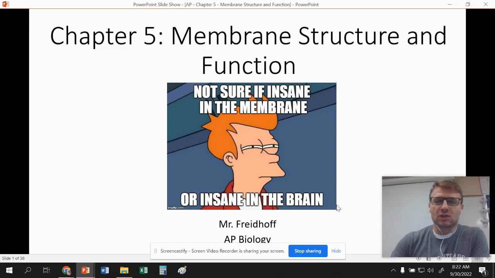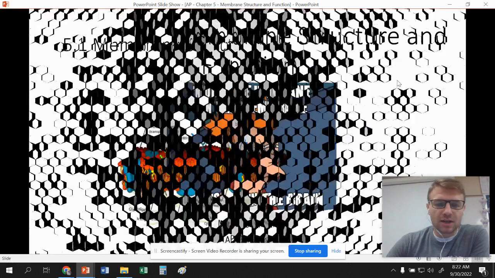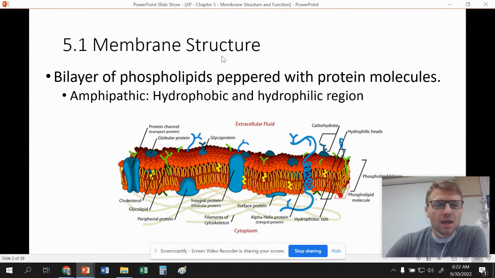Right, ladies and gentlemen, we are going to jump into Chapter 5, Membrane Structure and Function. Now, 5.1 is going to specifically look at the membrane and how it is composed of phospholipids and protein molecules. Amphipathic means that these molecules are going to have both hydrophobic and hydrophilic regions. These phospholipids will have a hydrophilic head and two hydrophobic tails. That helps the membrane regulate what goes into and out of the cell.